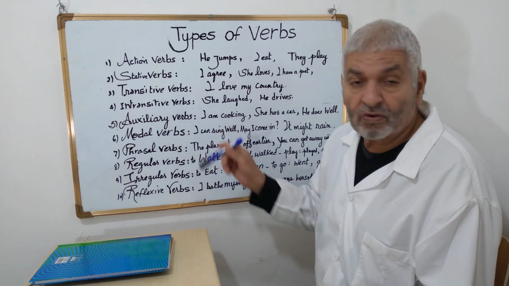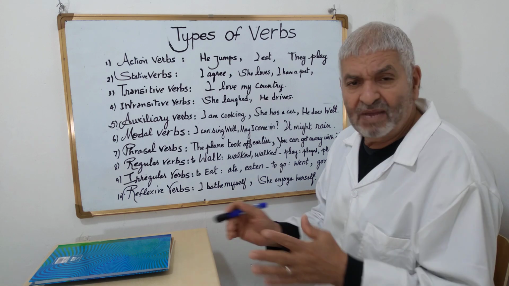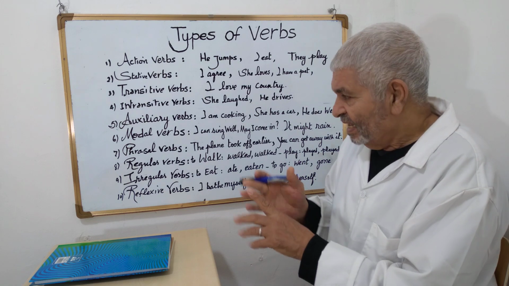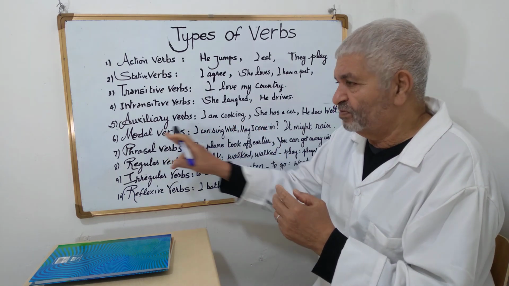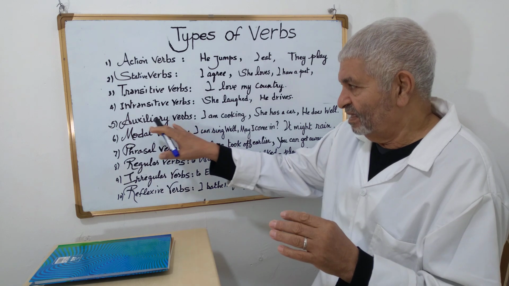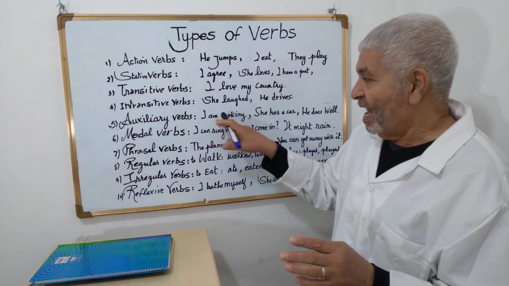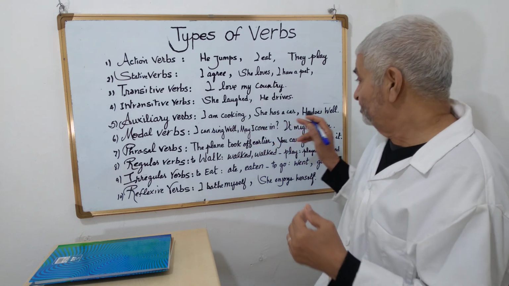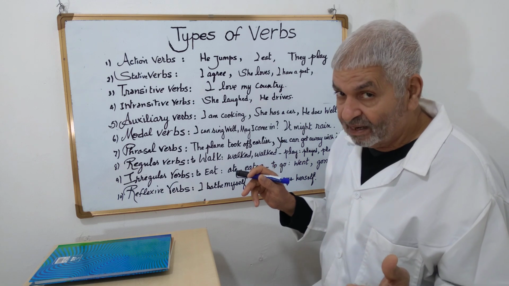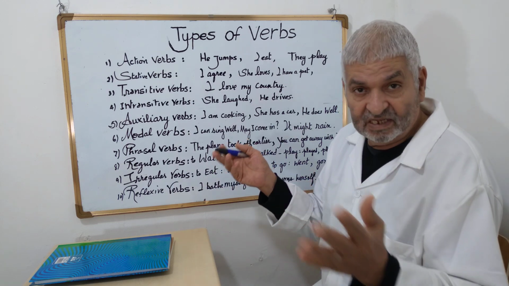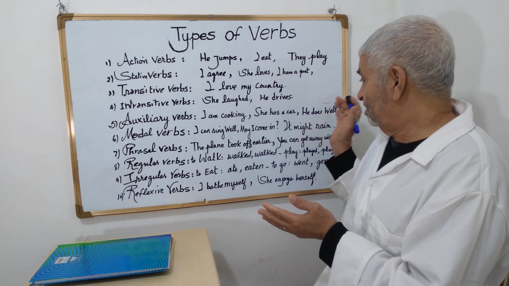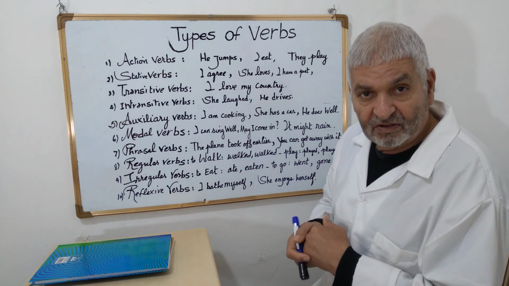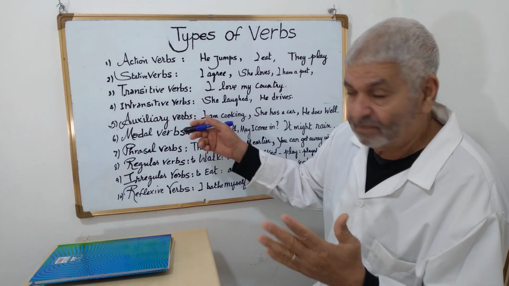Then we have the auxiliary verbs. The main ones are the verb to be, the verb to have, and the verb to do. Well, some of the modern verbs also are called auxiliary verbs, but let's stay with those three. I am looking, the verb to be. She has a car, the verb to have. And he does well, on whatever it is he does. These are statements for the helping verbs. They call them auxiliary verbs or helping verbs.